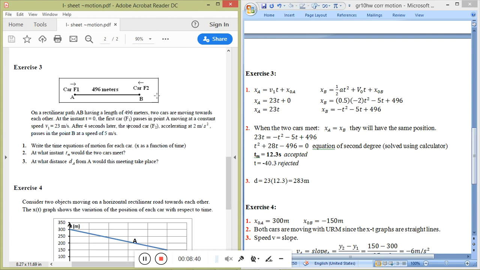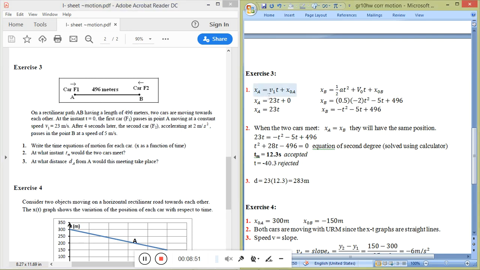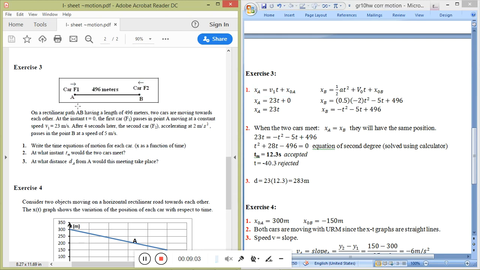Okay. So part 1, write the time equations of motion for each car, x as a function of time. First, car A is moving with URM, so x equals vt plus x0. The speed of A is 23. The initial position of A is 0, assuming that A is the origin. So the time equation of position of A is 23t.